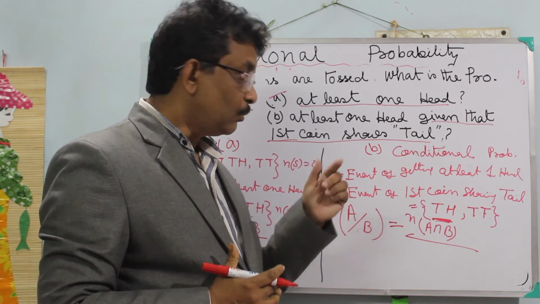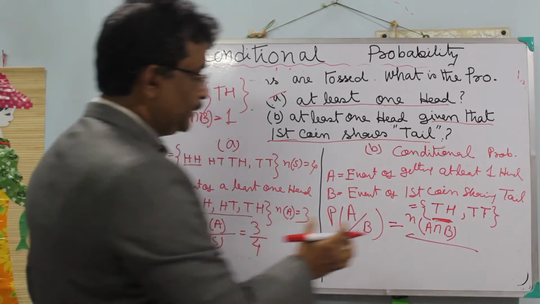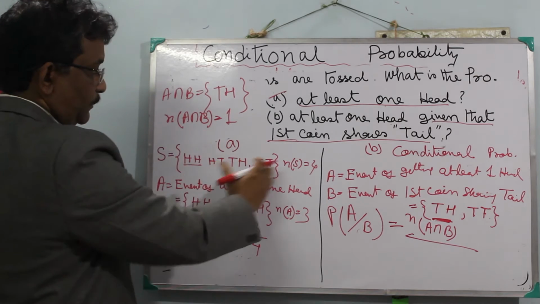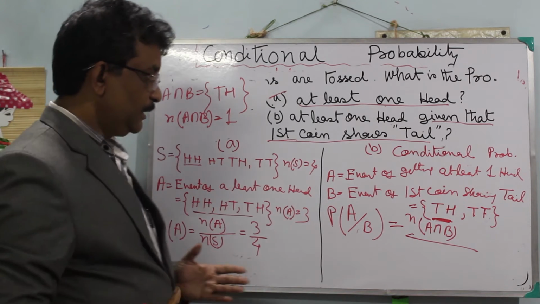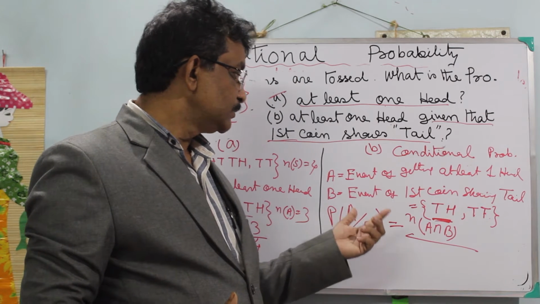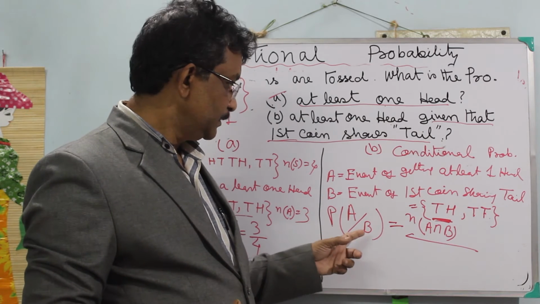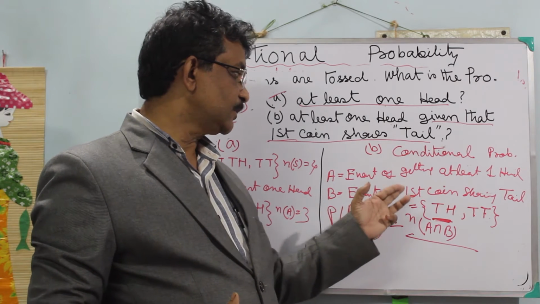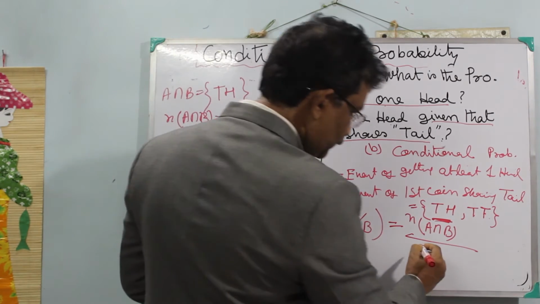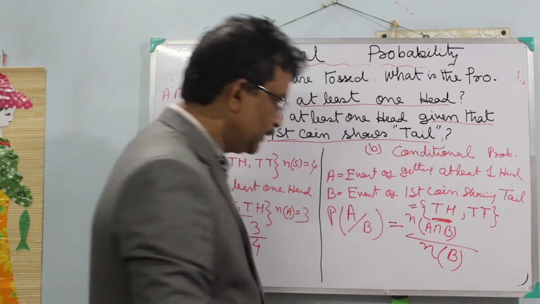Here B has occurred. What is the number of elements of set B? The number of elements of set B is 2. So not 4. 4 is the total number of elements of the sample space S. But here the denominator would be the number of elements of the event which has already occurred, that is B. So what is the number of elements of event B? It is 2 elements. So the denominator will be the number of elements of set B, because B has occurred.